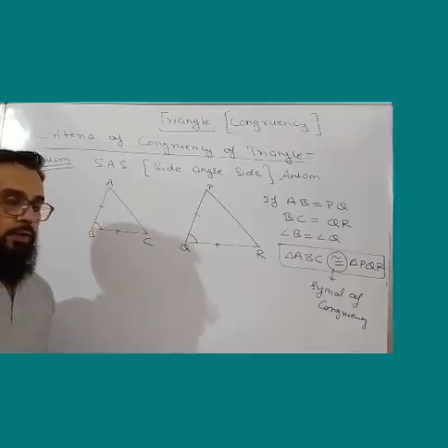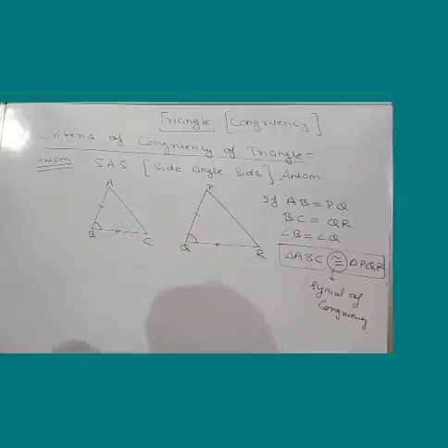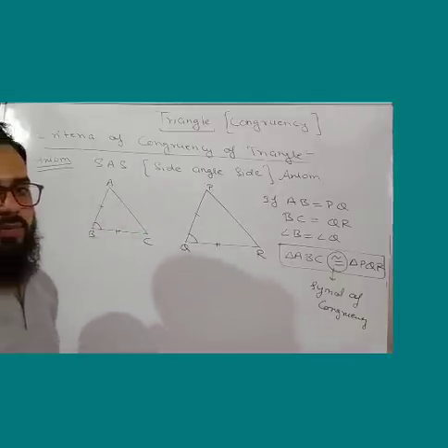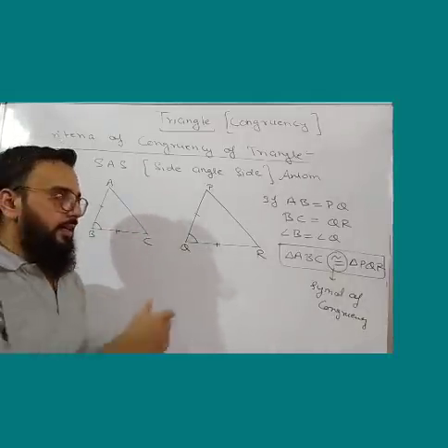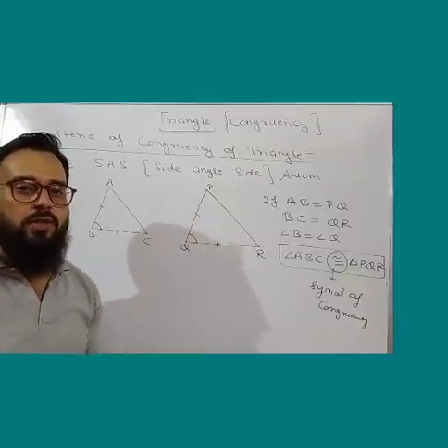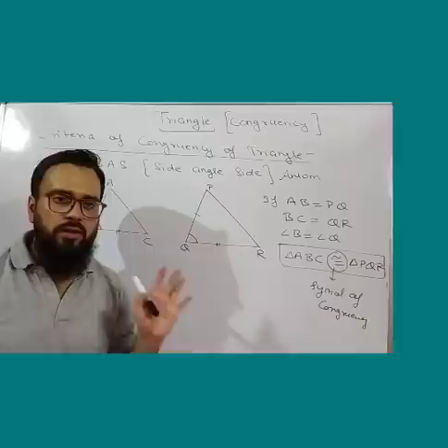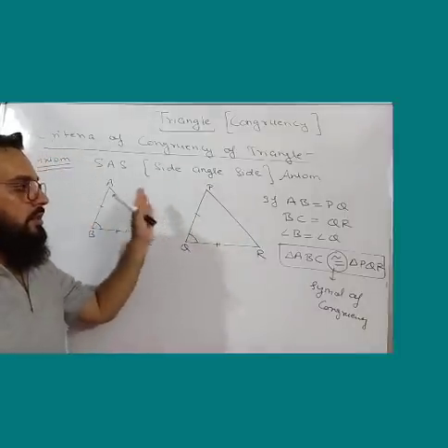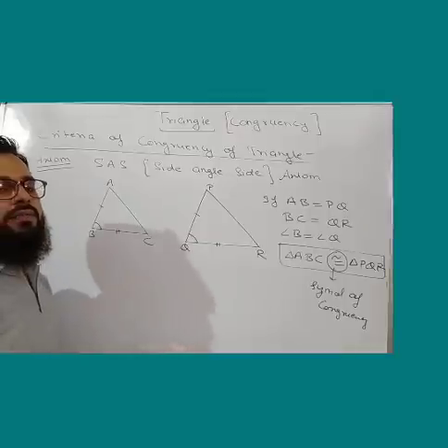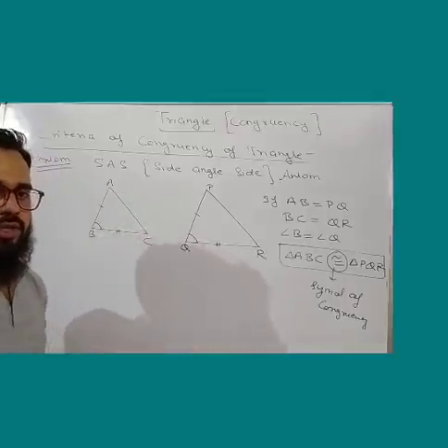Okay. Now, if both the triangles are congruent by this side angle side axiom, we are not going to prove any criteria of congruency. We will just solve the questions based on congruency. We will not prove how this criteria comes out. We will just write the criteria and we will solve the questions based on those criteria.